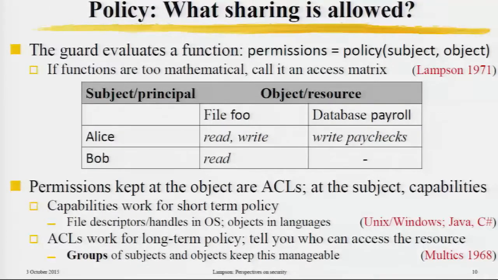Capabilities work for short-term policy, and all operating systems have them, although the popular ones don't call them capabilities. Unix calls them file descriptors, Windows calls them handles, programming languages call them objects. And this works really well for short-term. It's no good for long-term for a very fundamental reason, which is the question you normally want to ask about your policy is, who can do things to this resource? And access control lists answer that question, and capabilities don't. So capabilities don't work for long-term security.